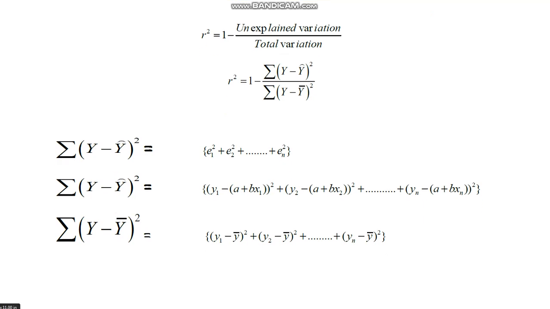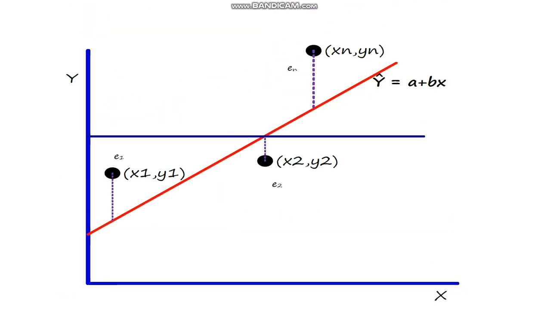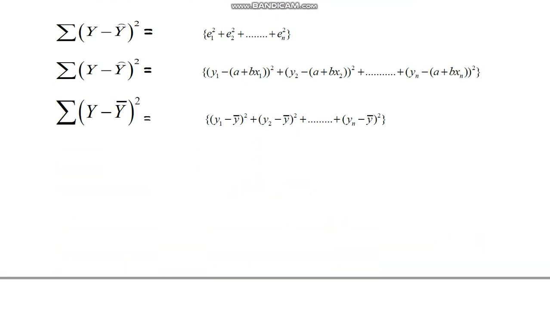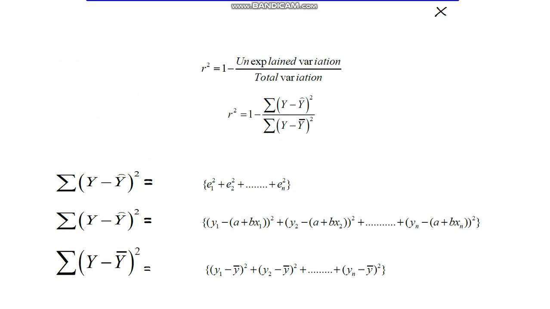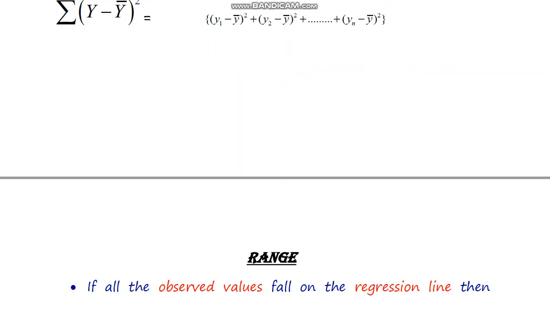And to solve summation y minus y bar squared, we take y1 minus y bar, y2 minus y bar, the difference for each point. So you can solve summation y minus y bar squared by putting in these observations, and you get the R square value.